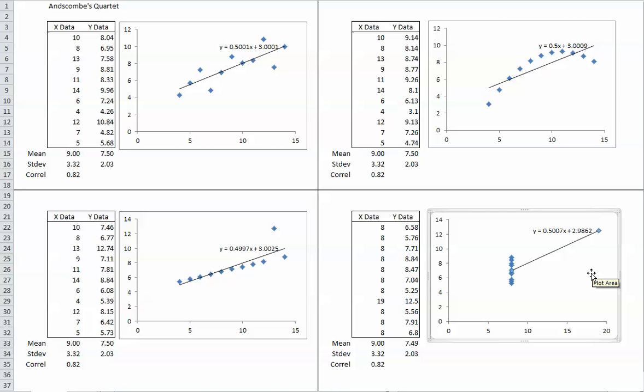The moral of the story is look at the data, draw pictures. It's not just enough to look at the numbers. If you really want to understand what story the data is telling, it's always helpful to draw a picture and look at the data, and not just assume the picture looks a certain way from the summary statistics.